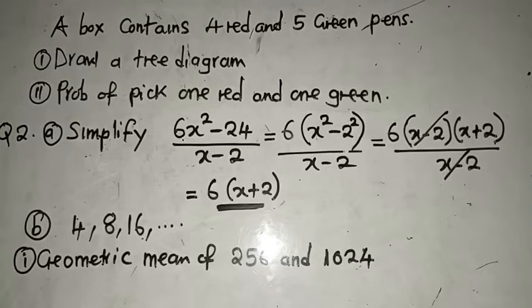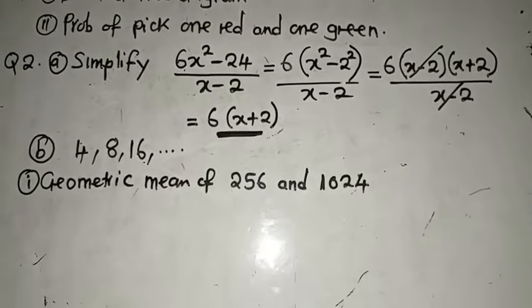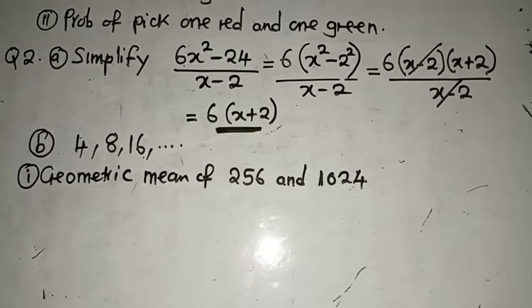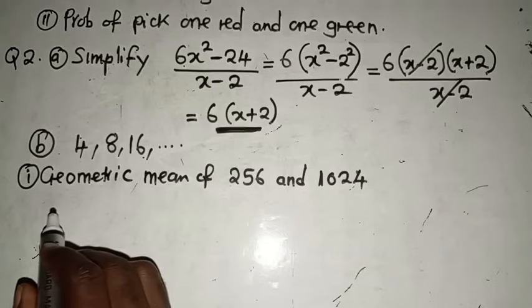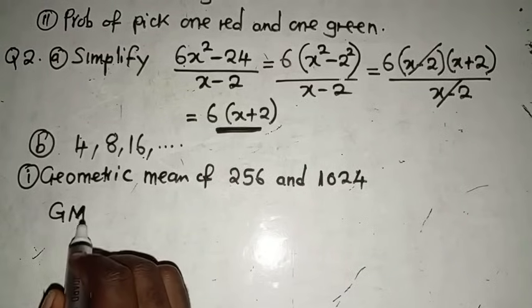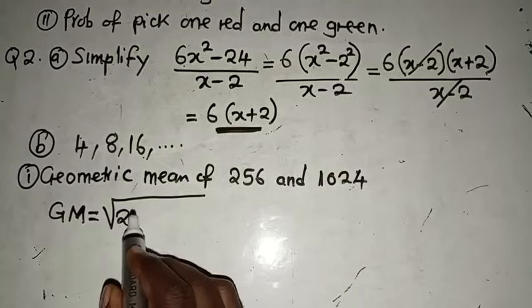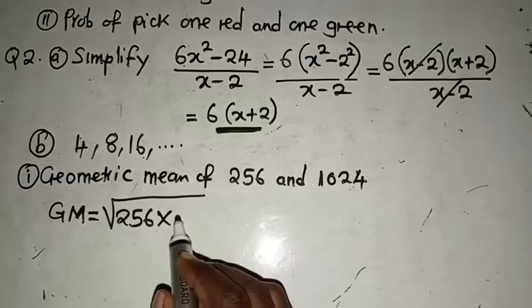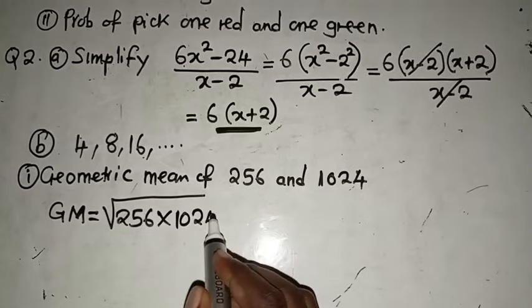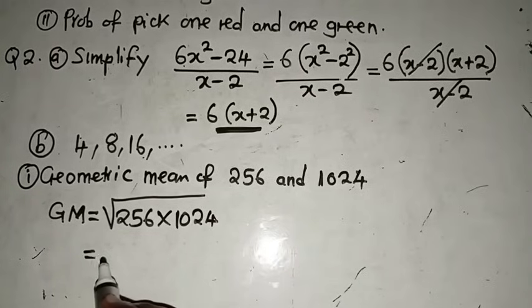How then can we find the geometric mean? For us to find the geometric mean, there is a formula. Geometric mean is equal to the square root of these two numbers multiplied: 256 times 1024. If you multiply them, what answer are we getting?